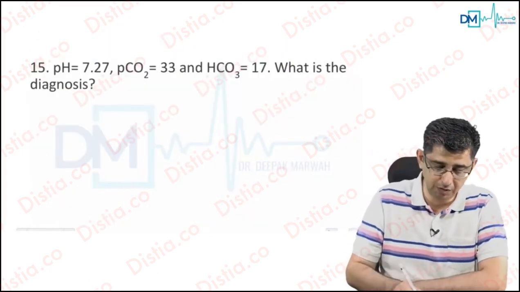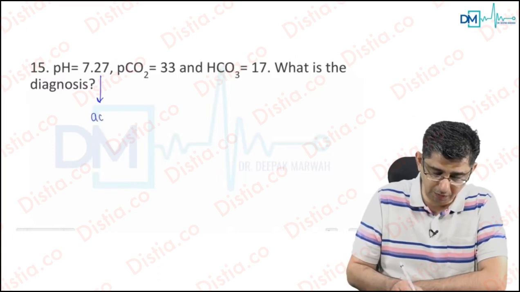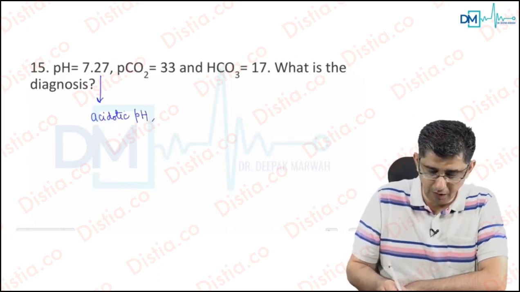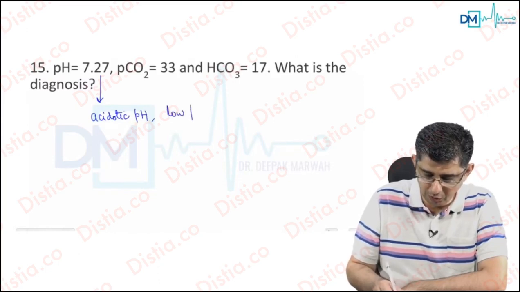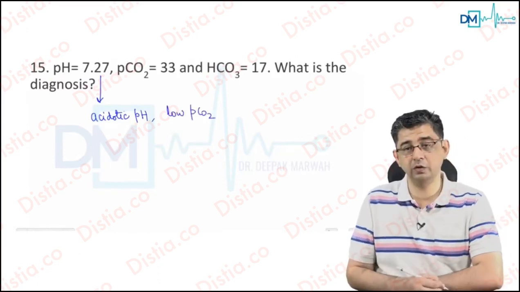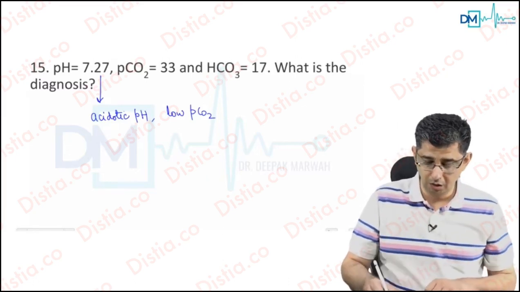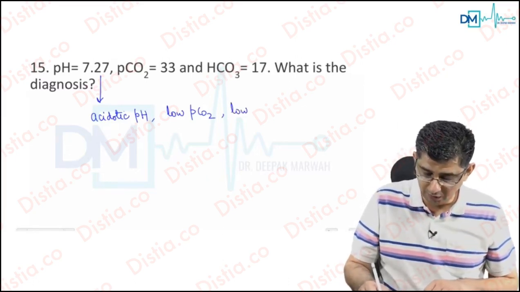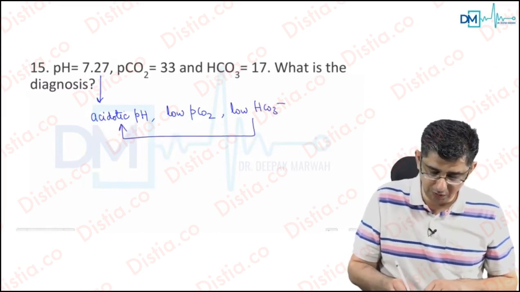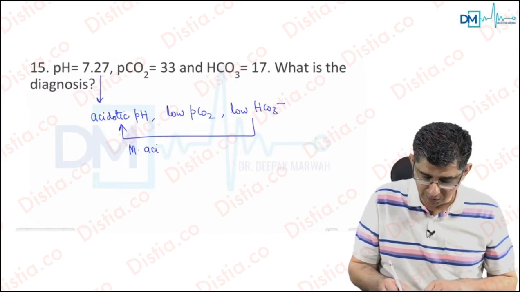Coming to the next question, you can see that the patient has an acidotic pH. The pH is 7.27, that is definitely lower. He has a low PCO2, so I can say that in this guy, the low PCO2 cannot explain the acidotic pH. There is a low bicarbonate that can definitely explain the acidotic pH of the patient. So the primary change in this guy is metabolic acidosis.